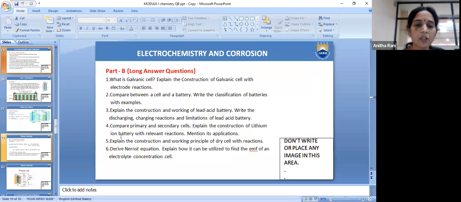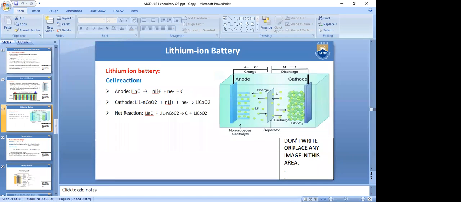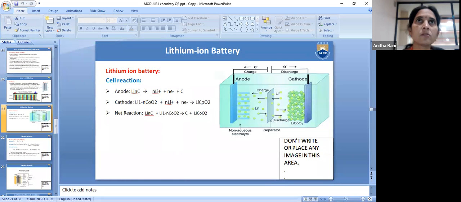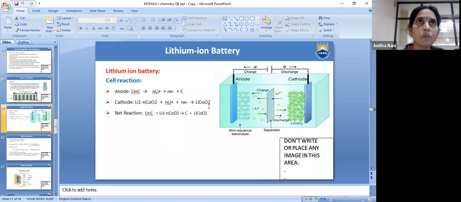Explain the construction of the lithium-ion battery with relevant reactions. So this is also simple. We will take anode, cathode, electrolyte. Students, what will we take as the anode in a lithium-ion battery? Graphite. Cathode, what will we take? Lithium cobalt oxide. Electrolyte, we will take lithium salts, lithium tetrafluoroborate.